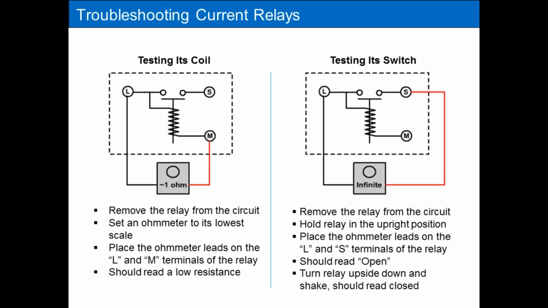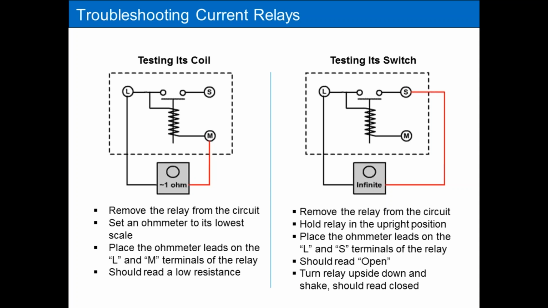When these fail, they're either going to fail with a bad coil or bad contacts. I can check the coil by measuring the resistance across the coil. Take the relay out of the circuit: de-energize the voltage, take the relay out, and measure the resistance of the coil. These coil resistances should be very low, less than an ohm. If you read a very high resistance or an infinite resistance, the coil is bad.